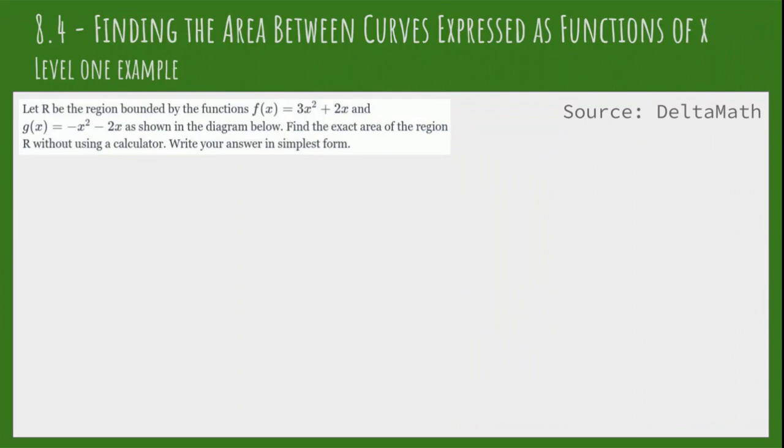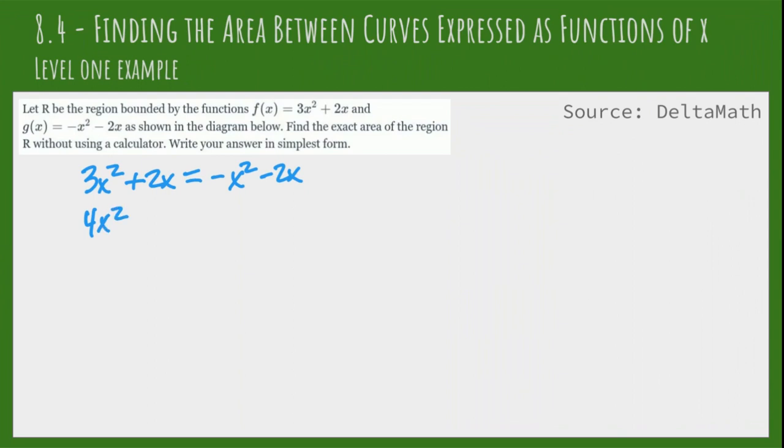We can see here that the graphs of f of x and g of x are going to be parabolas. One of them opens up and one of them opens down. One of the important things that we're going to be looking for is where the parabolas intersect. To do that, we're going to set them equal to each other. So we're going to say 3x squared plus 2x, which is f of x, is equal to negative x squared minus 2x. And we're going to solve that for x.